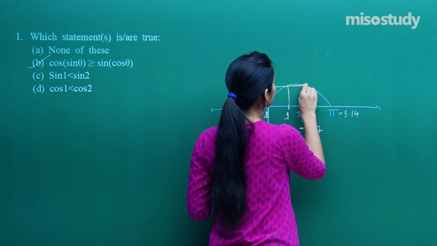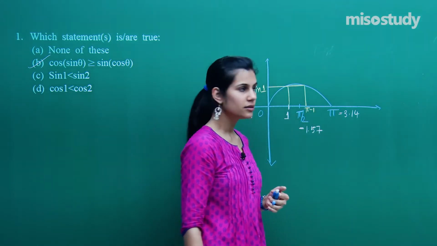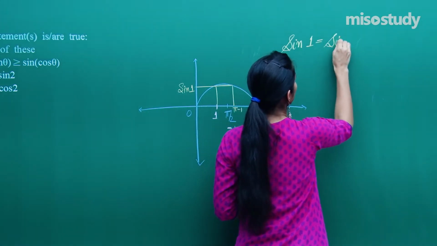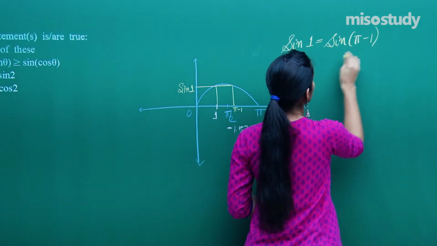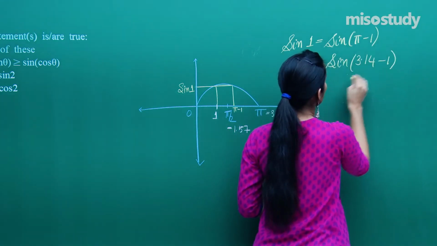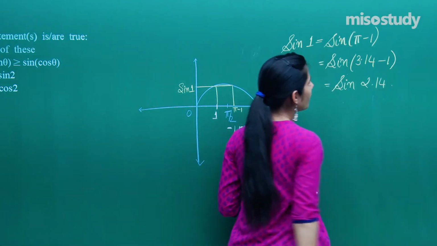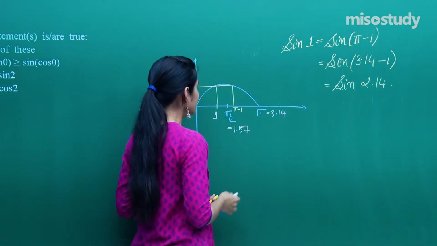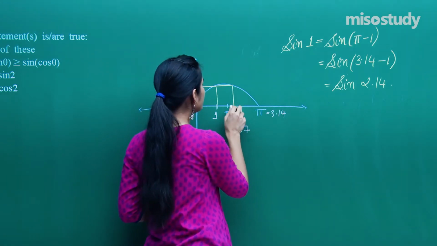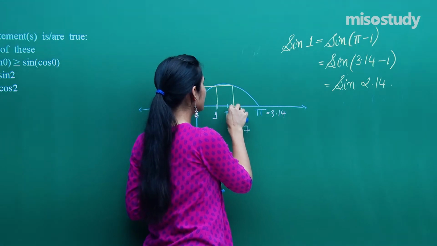Now, you know sine of pi minus theta is same as sine theta. Whatever is sine 1, same as sine of pi minus 1. Sine 1 is same as sine of pi minus 1. That means sine of 3.14 minus 1, that means sine of 2.14. So pi minus 1 is 2.14. If pi minus 1 is 2.14, somewhere before pi minus 1 is 2.